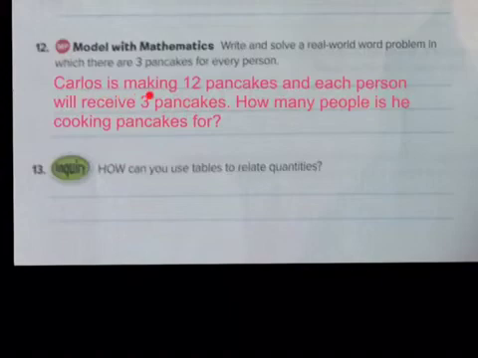Carlos is making 12 pancakes, and each person will receive 3 pancakes. How many people is he cooking pancakes for? There you go. Please answer the question.